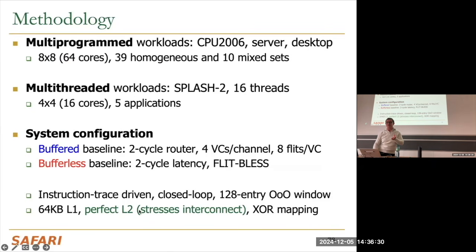If you actually have a perfect L2, it stresses the interconnect a lot, meaning the interconnect is between L1 and L2, and all of your traffic is actually within the L2. If you go to memory, that actually relaxes some of the traffic on the interconnect because some of your requests go to the memory controller and wait for hundreds of cycles. And that core at some point stalls, right? So you don't have as much traffic.